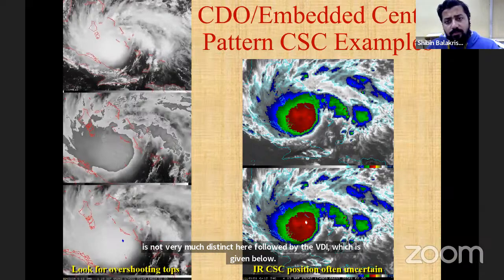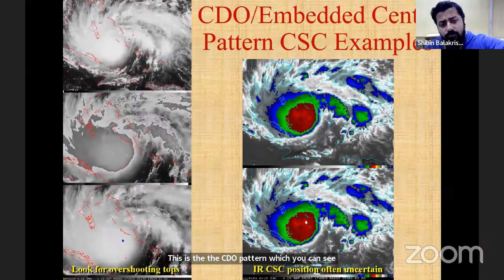So this is the CDO pattern which you can see. Like I told you, the CDO pattern is where the developed area of the eye is basically obscured by dense cirrus cloud.